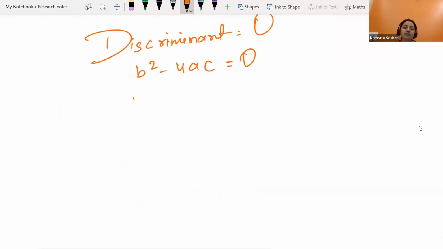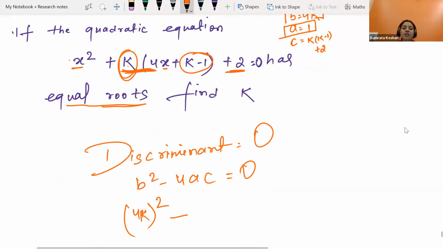B is 4k. Anyone having any confusion while understanding what is a, what is b, what is c? 4 into a into c.